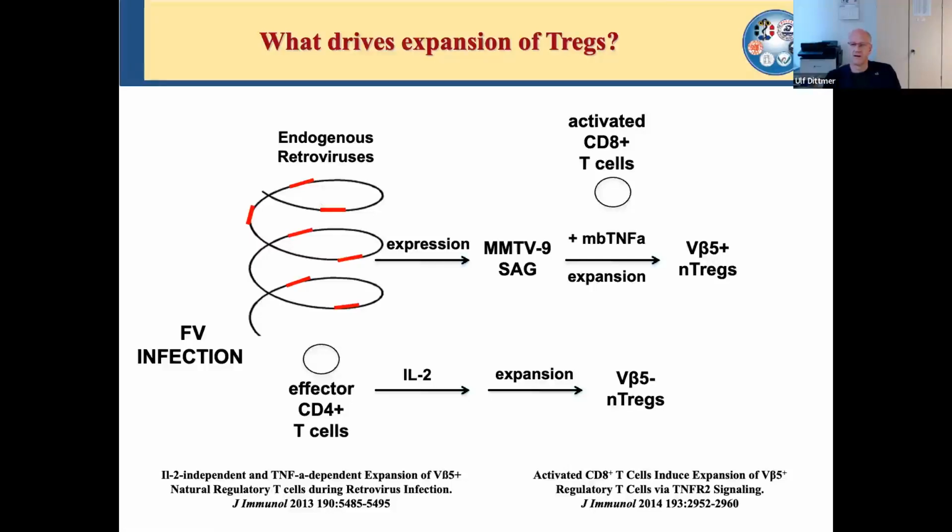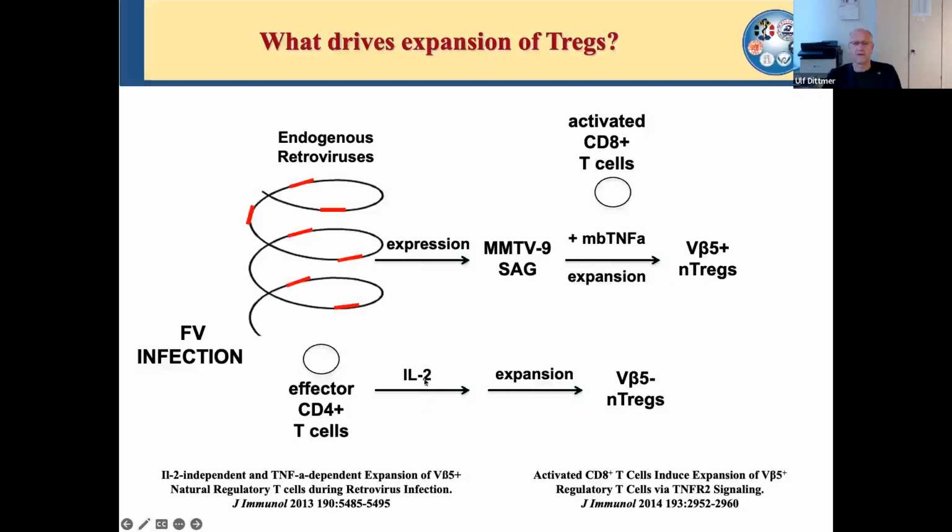So this is an ancestor from a virus infection, and it's still in the genome of all mice, and this antigen is being expressed. And a large population of the Tregs is specific for this superantigen. And this is their T cell receptor contact to the superantigen.